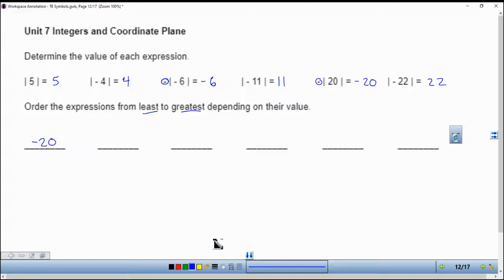So I used that one. I'm just going to put a little X above it to show that I've used it already. Then we have negative 6 would be next because that's the only other negative number. And then the rest of them are kind of easier to sort because they're all positive. Then we have 4, 5, 11, and 22. So before sorting them, it's important to find their value because, again, when the negative sign is outside the absolute value symbol, it makes the value negative.